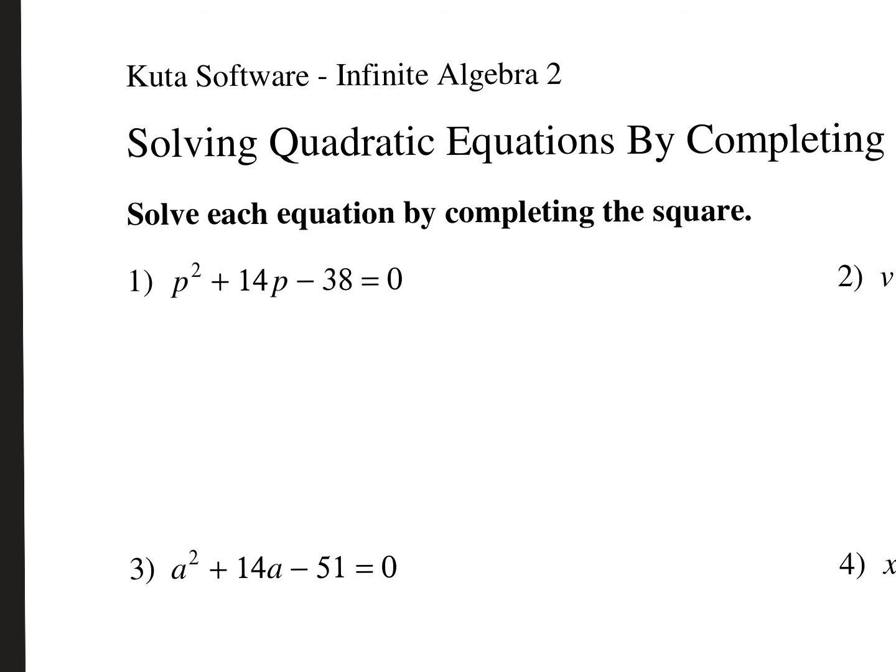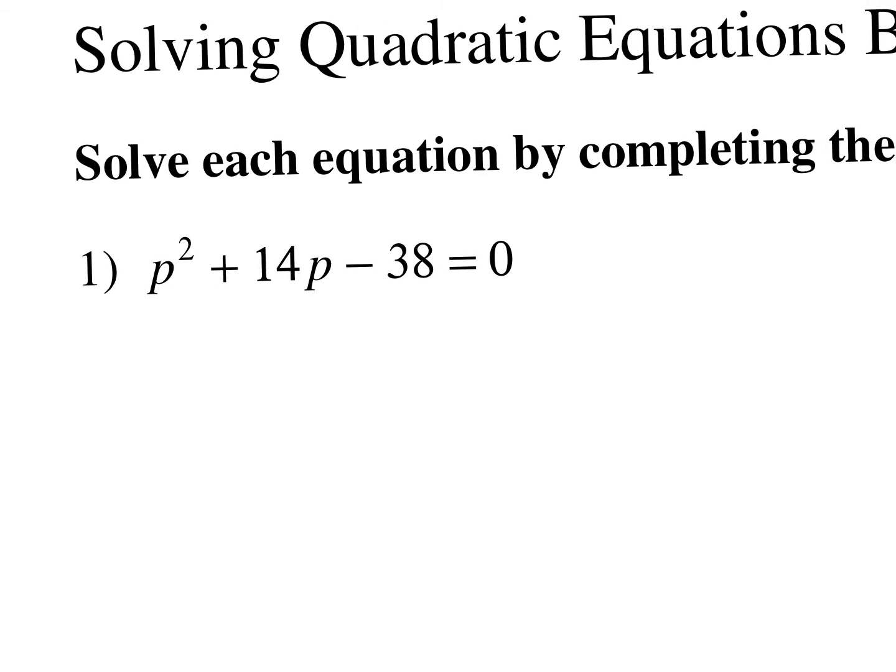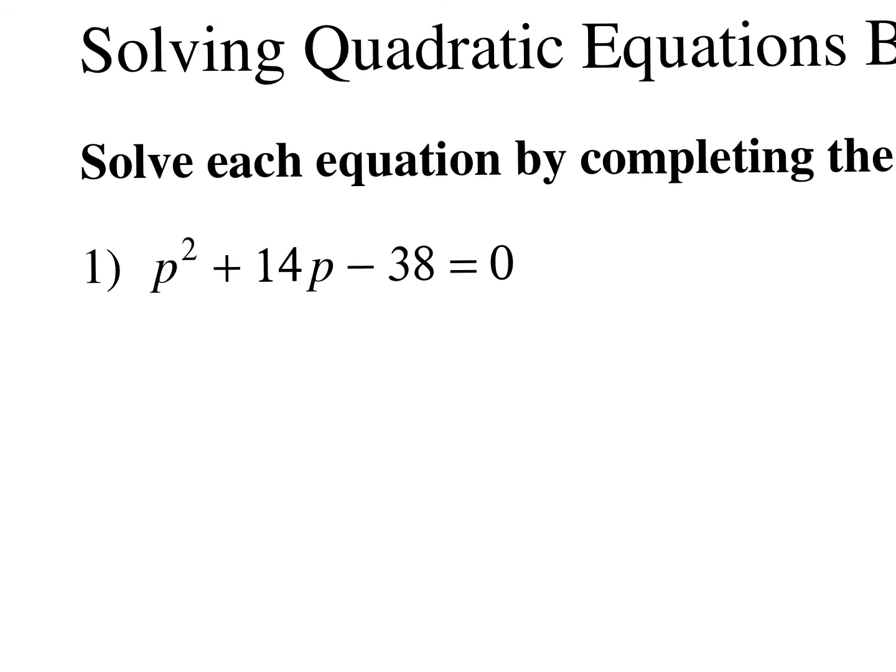So let's talk about completing the square. I'm going to change all of my letters to x's because it's just easier for me. But I have p squared plus 14p minus 38 equals 0. Are we in standard form? Okay. What do I have to do with that negative 38? I need to move it to the other side.